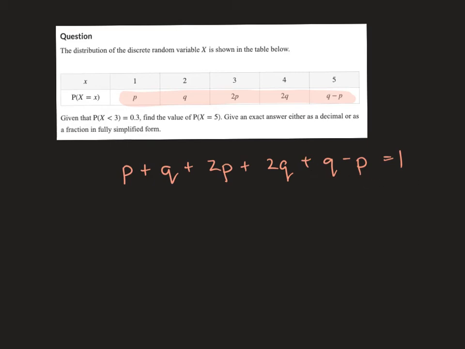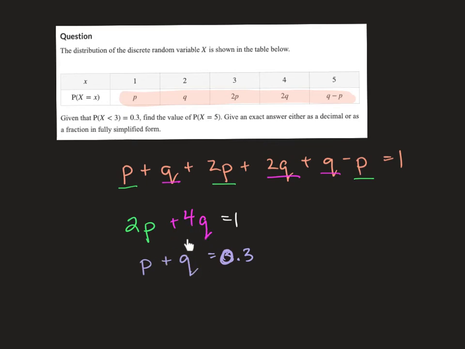Then we should be able to simplify. Work that out, and you get 2P plus 4Q is equal to 1, which is not enough because we've got 2 variables here. So then we need to look at what else it tells us. It says that the probability that my variable is less than 3 happens to be 3/10. So the probability of getting a 1 or a 2 is 3/10. So we can write P plus Q equal to 3/10. And then, boom, you have a system of equations.